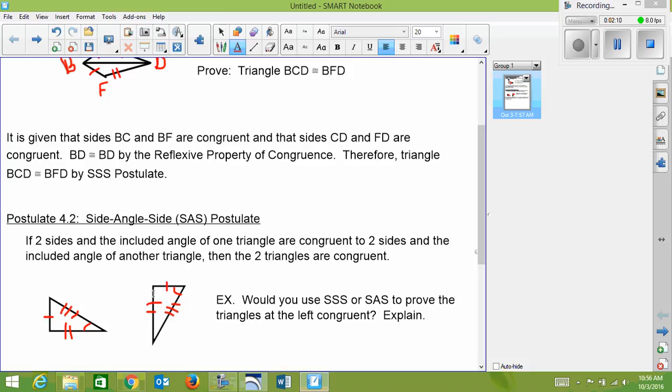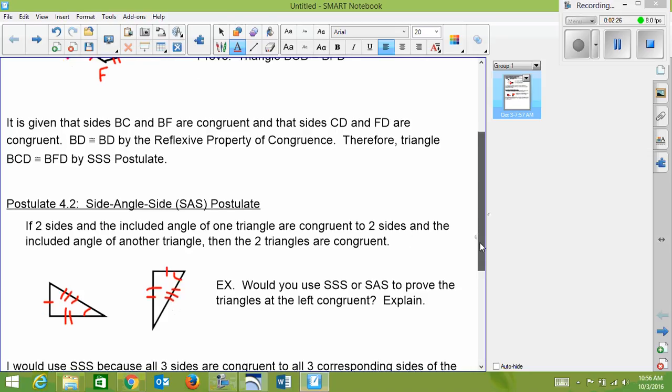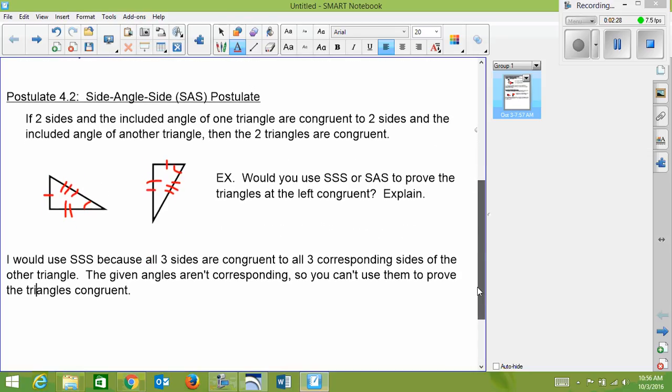Okay, well, I've already proven that the three sides are equal. I have a set of congruent angles here, but if you look closely at the triangle, this side doesn't match up, this angle doesn't match up with that one. They're not corresponding. So here is how I worded my answer.